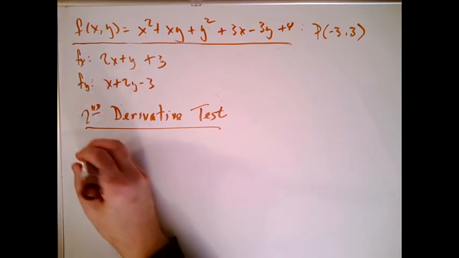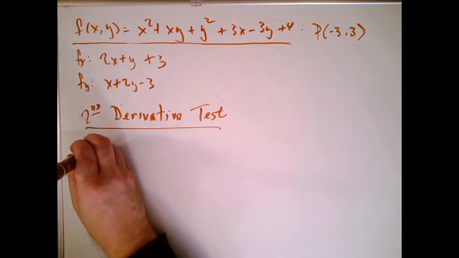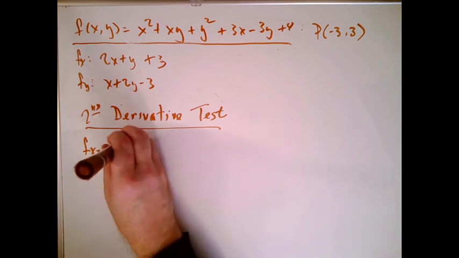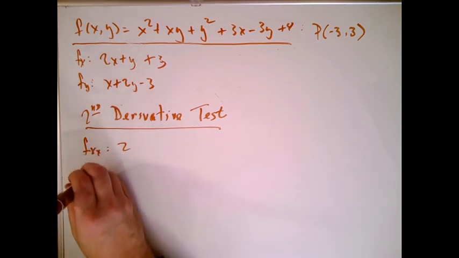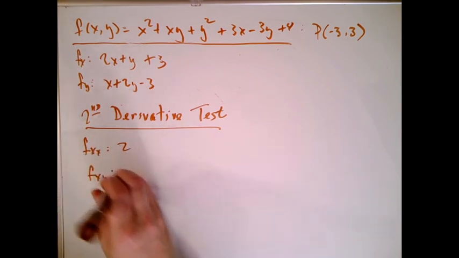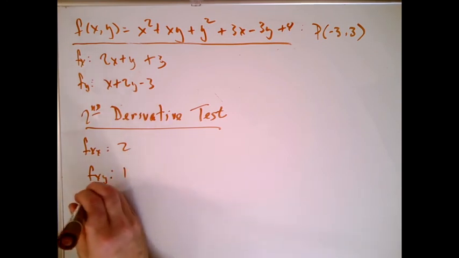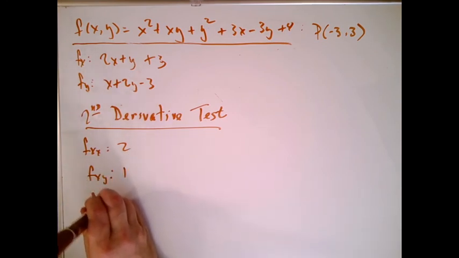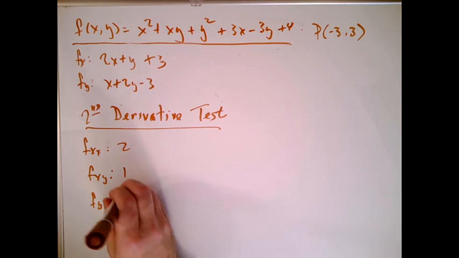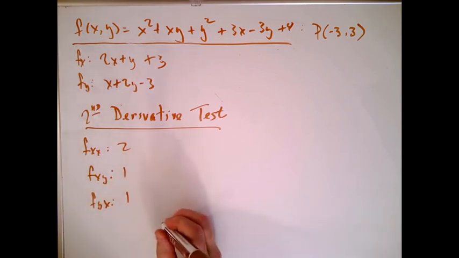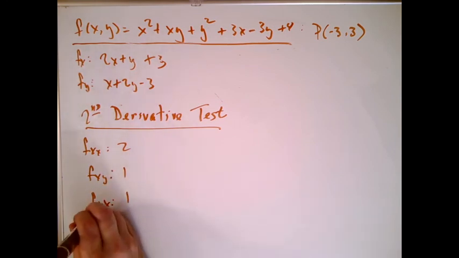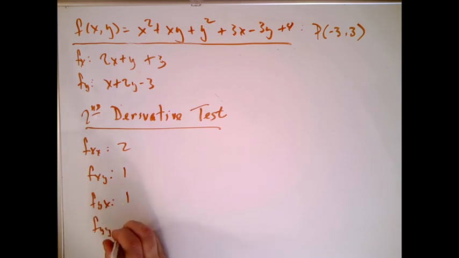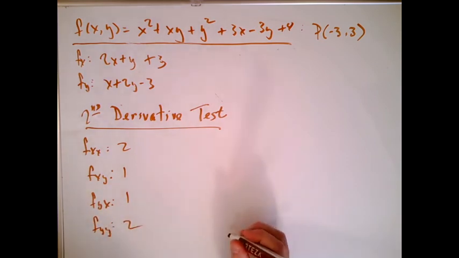So here we go. I want fxx. fxx in this case is just 2. fxy is just 1. And then fyx is also just 1. That usually happens, that fxy equals fyx. And we also have fyy, and that's also 2.